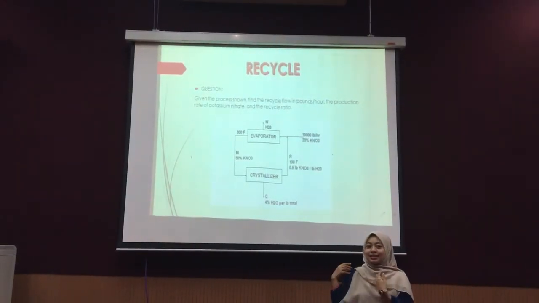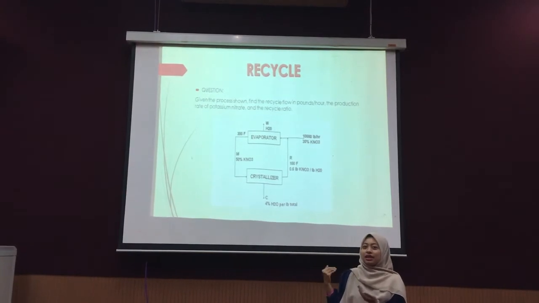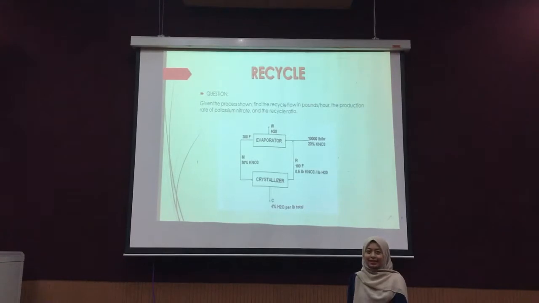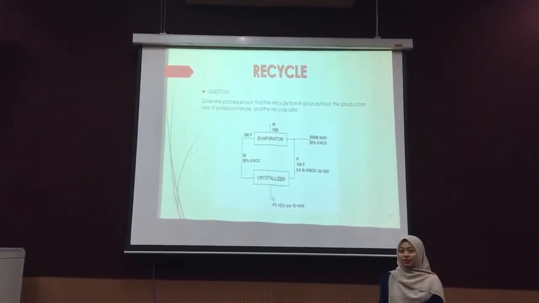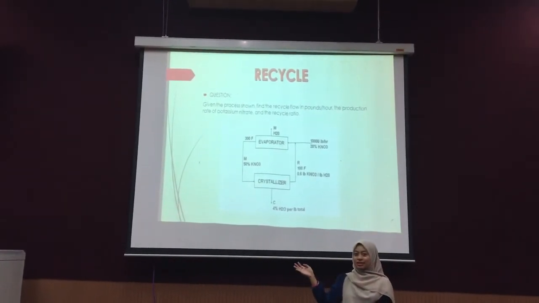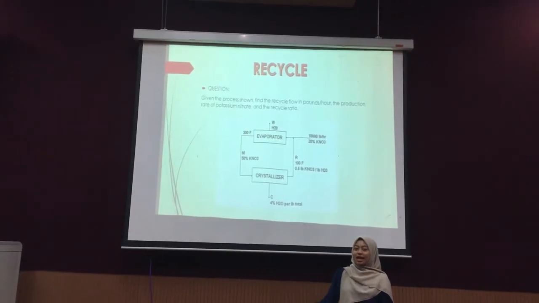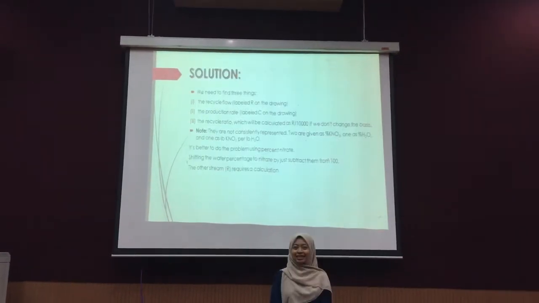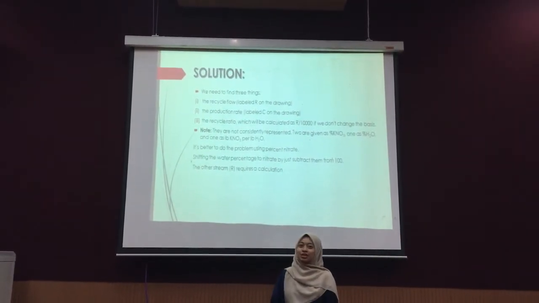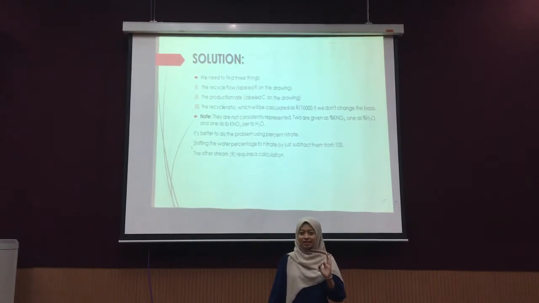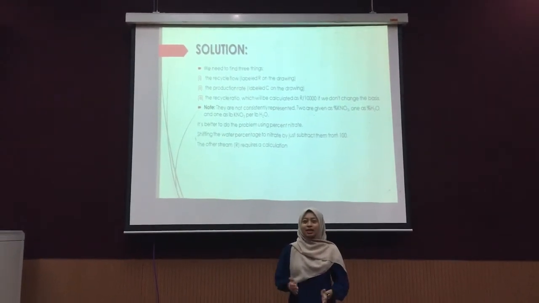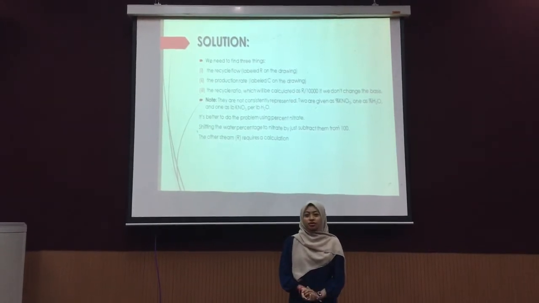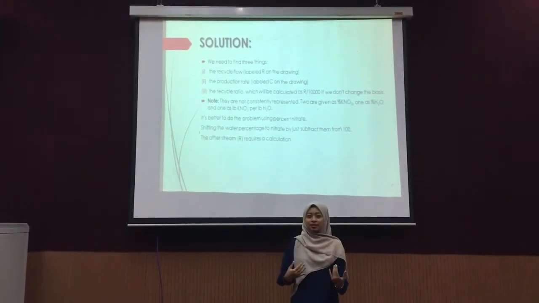This is an example of a recycle process question. As you can see in the flow diagram, the unreacted reactant from the crystallizer will be separated and recycled back to the product, which is potassium nitrate. From the question, we need to find three things: the recycle flow, labeled R on the drawing, the production rate, labeled C on the drawing, and lastly the recycle ratio.